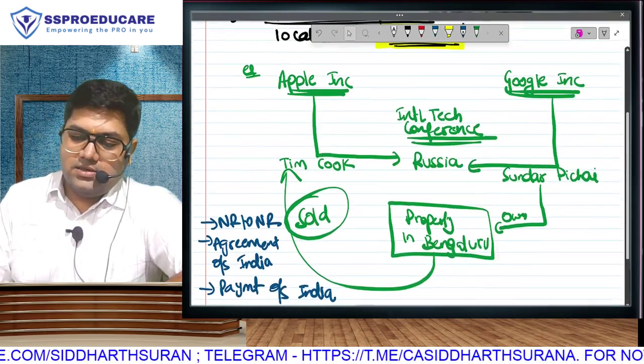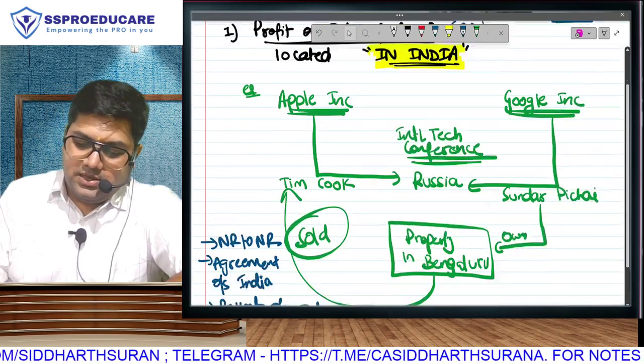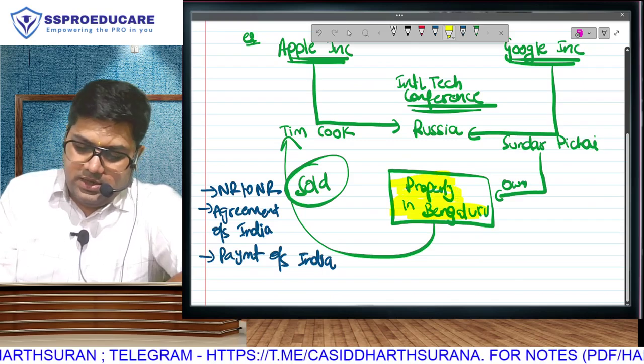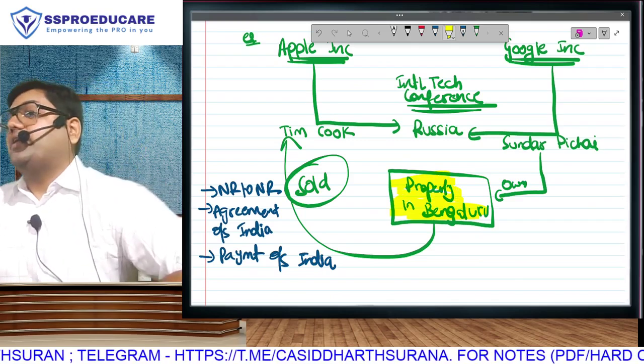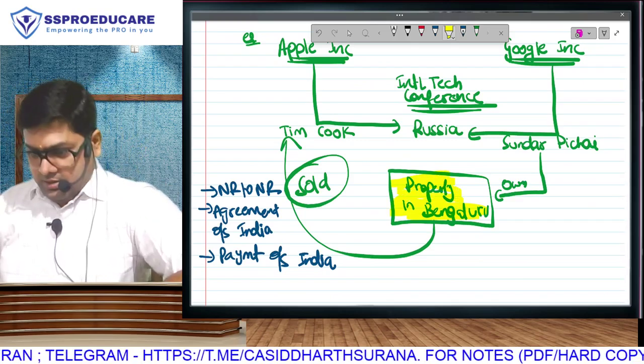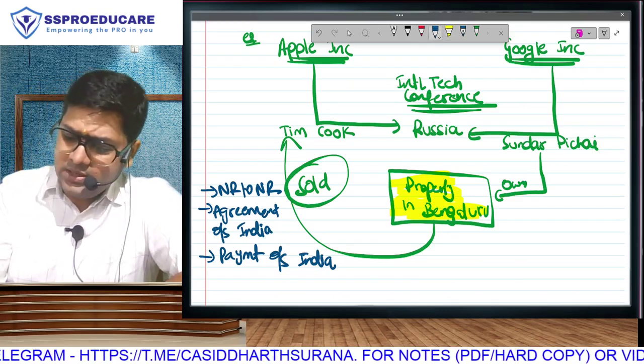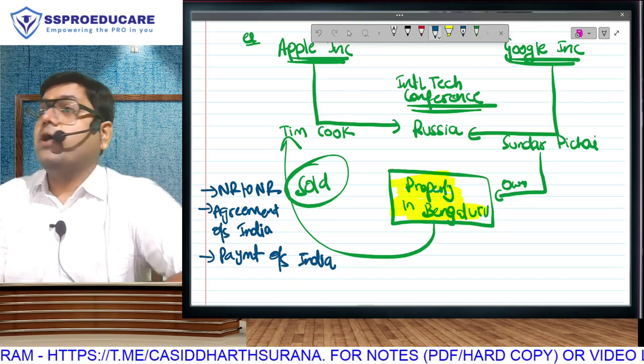But the asset is located in India, and therefore the profit is being generated in this land, and therefore the profit of Google. Who is earning the profit here? Profit on sale of asset.